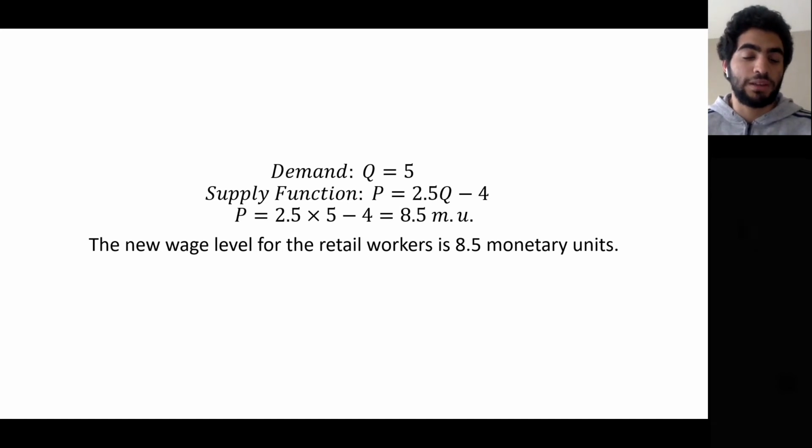Now, we consider that the demand is constant at Q = 5, as shown by question 3. The supply function will be P = 2.5Q - 4. We replace our quantity for demand in the supply function to give us 8.5 monetary units. Therefore, the new wage level for the retail workers is going to be 8.5.